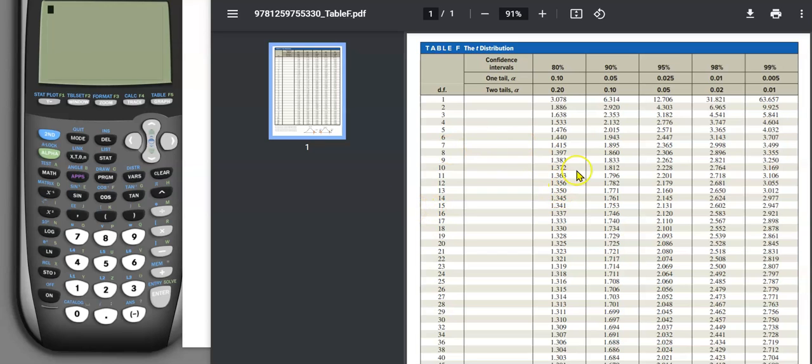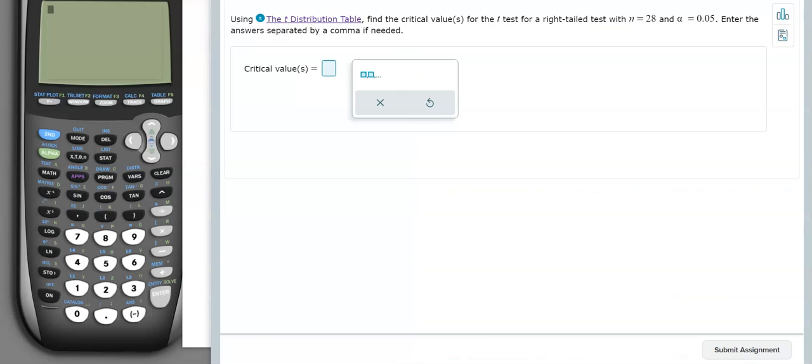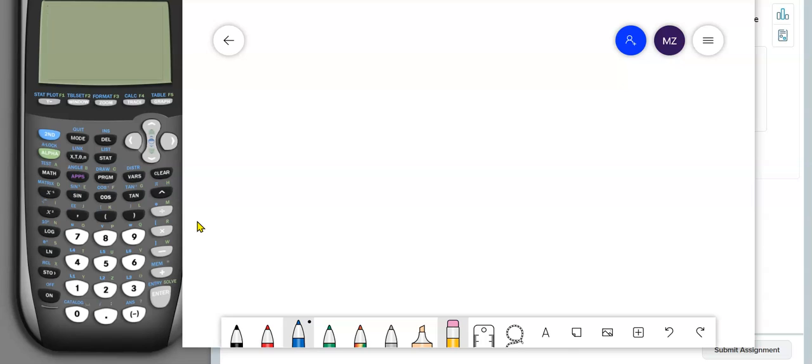Now, if you want to open the t-table, you can see the values here. All right, this is actually the t-table. I'm not going to use the t-table yet. I'm going to do the calculator first. So what I need to know is the right tail first. So I'm trying to explain it again.